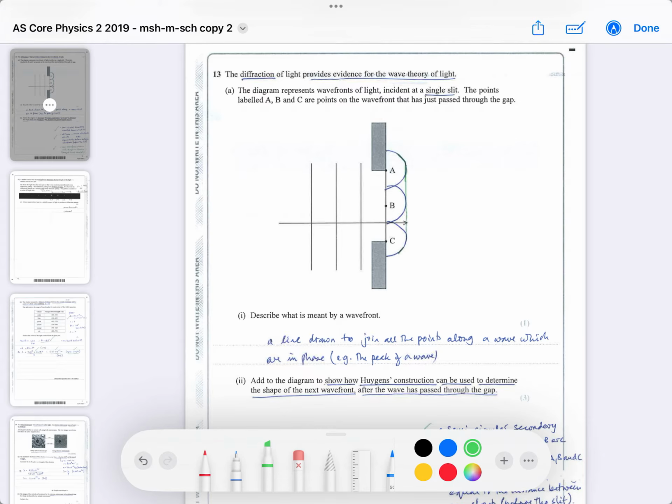And once again, if you saw the first part and it's in the same playlist, if you haven't watched it yet, you may want to go and watch that first. I go through the first 12 questions, which includes the 8 multiple choice and the 4 structured questions which precede the question 13 I'm going to start with now.